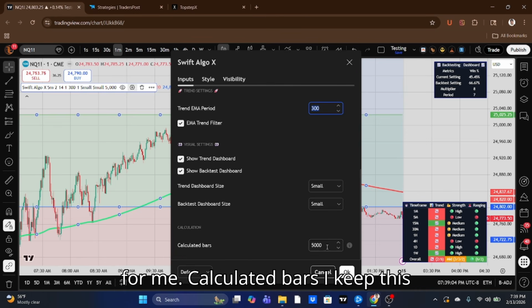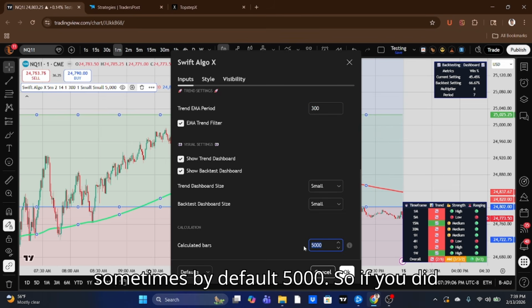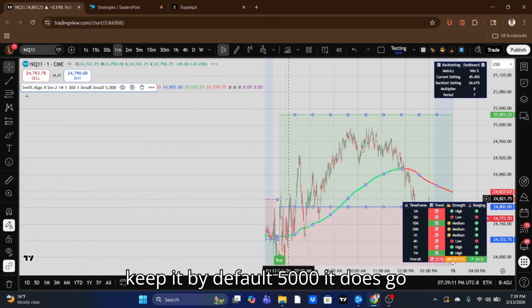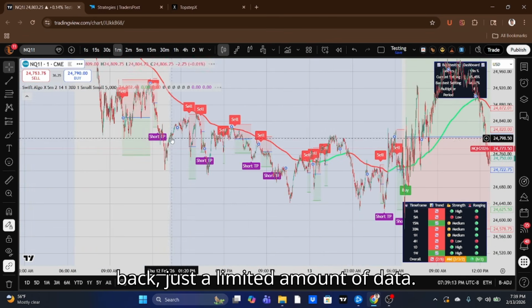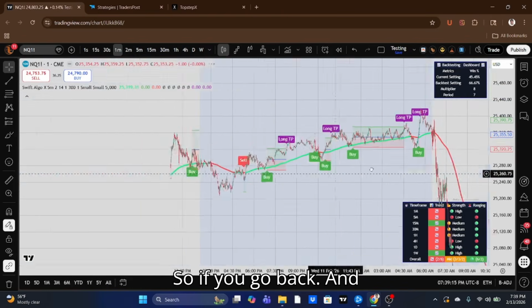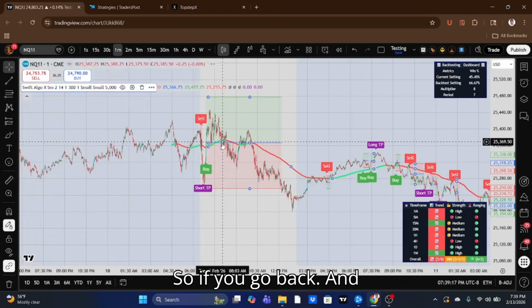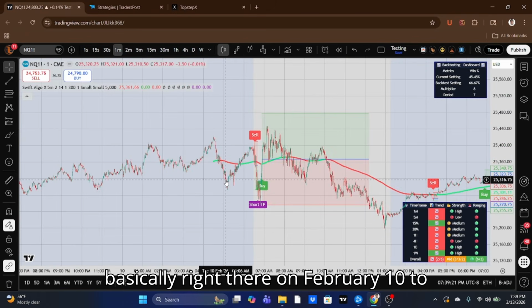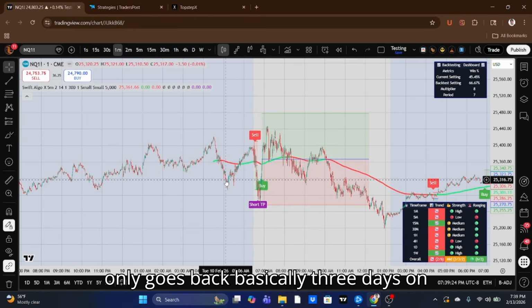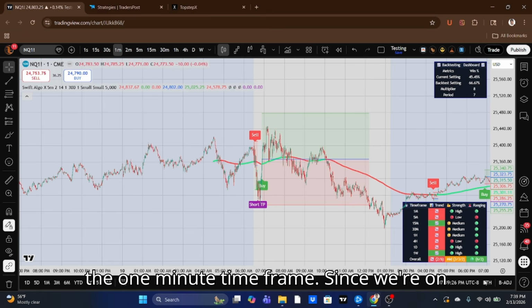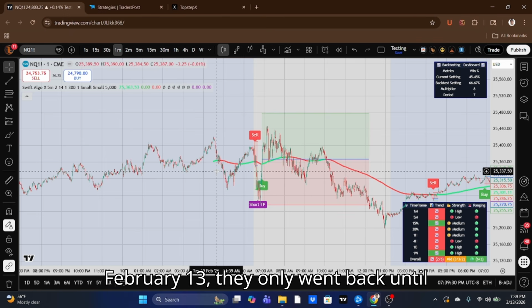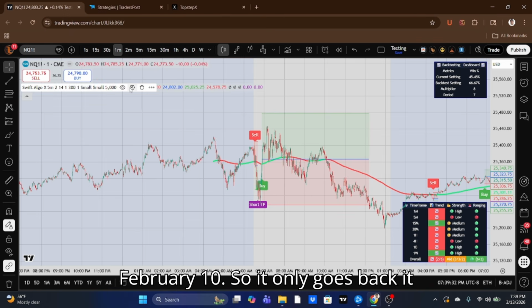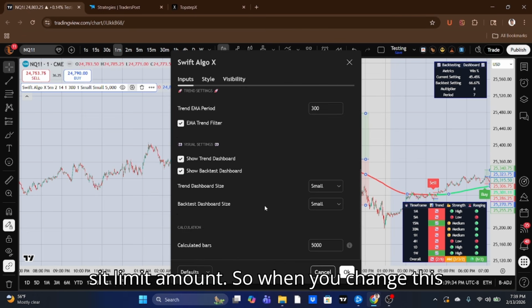Calculated bars, I sometimes keep by default at 5,000. If you keep it at 5,000, it goes back just a limited amount of data. If you go back, let's see how far back. It actually stops basically right there on February 10th. So it only goes back about 3 days on the 1 minute time frame. Since we're on February 13, it only went back until February 10th. So it only goes back a set limit.